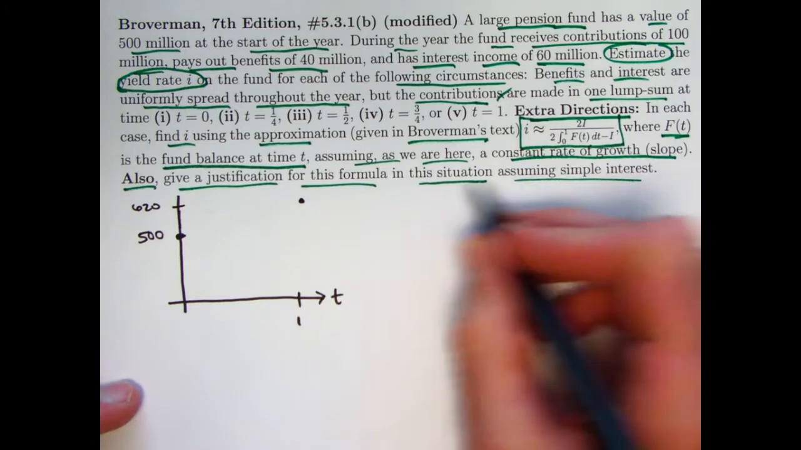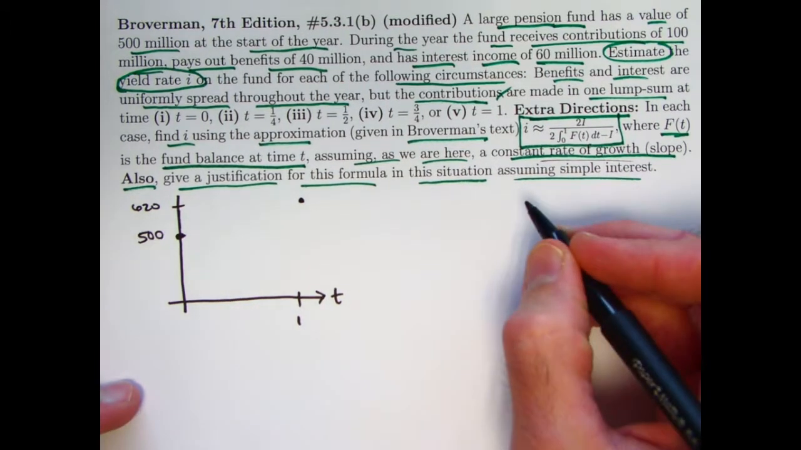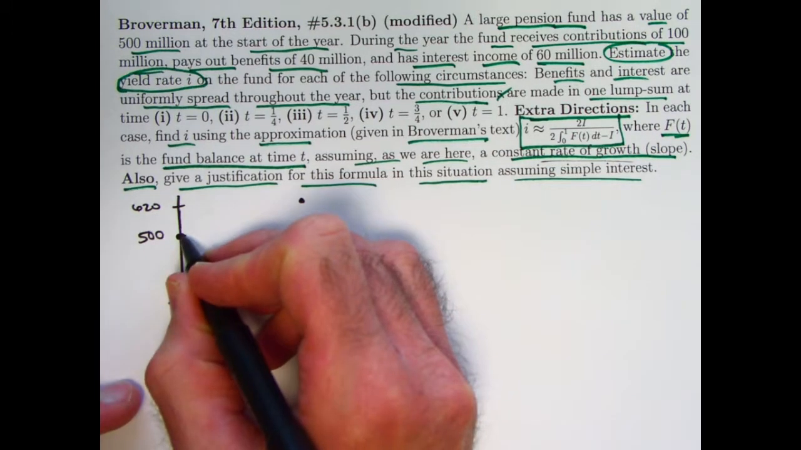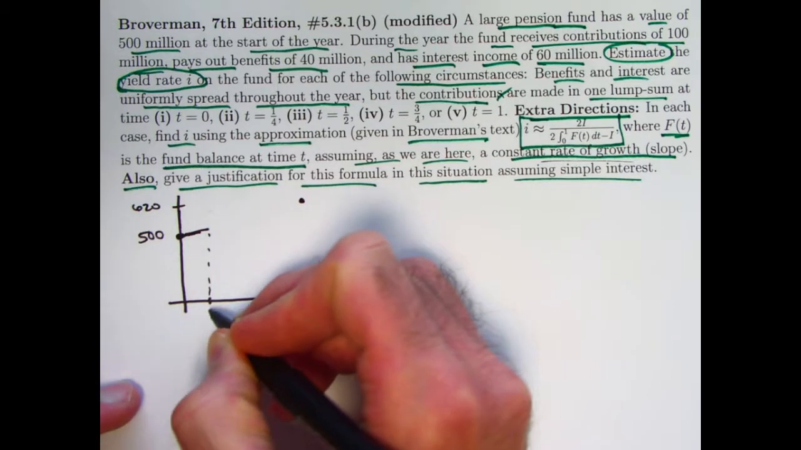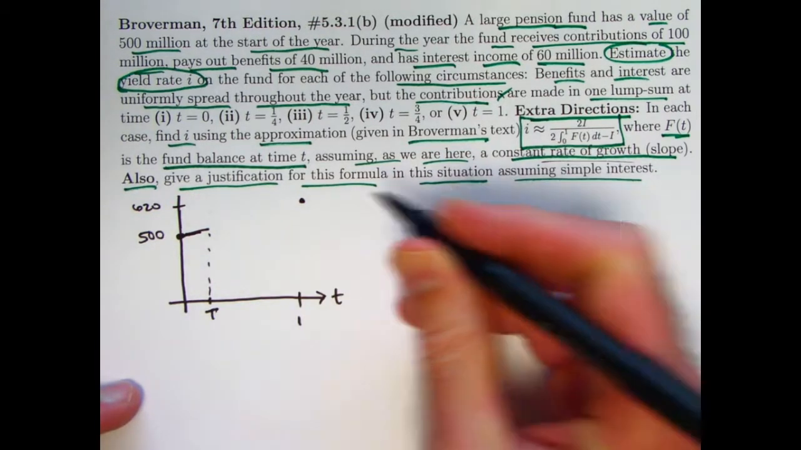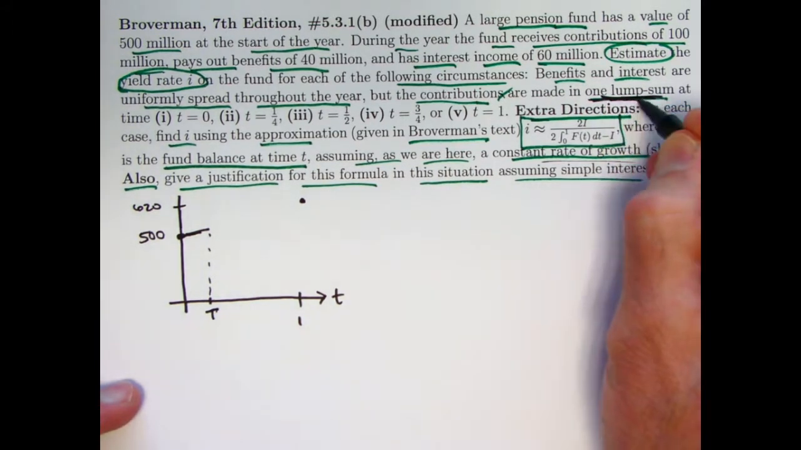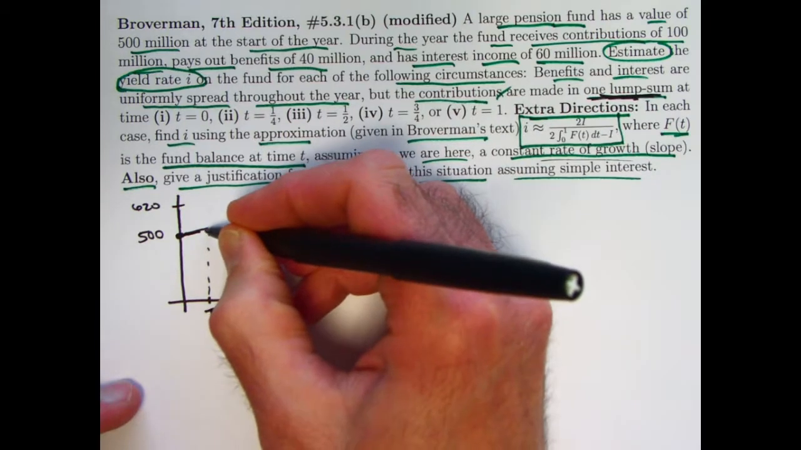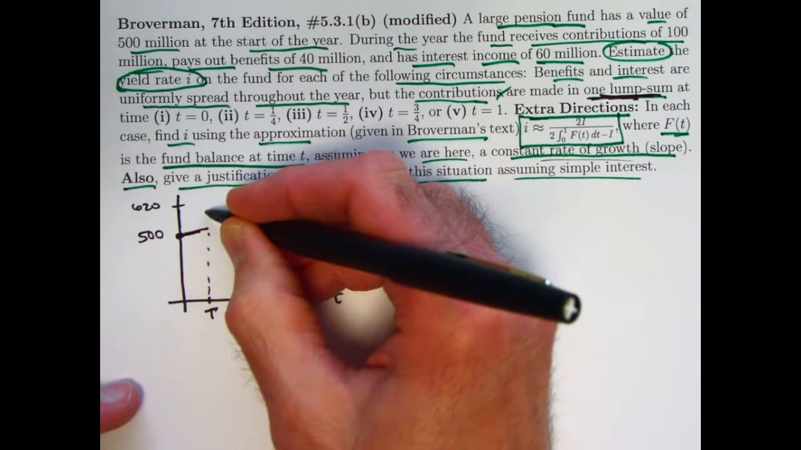And the graph, because of the assumption of constant rate of growth, is going to have a constant slope. However, there's going to be this jump discontinuity. There's going to be some moment in time, capital T, just pretend it's right here, for example, where you have a jump in the fund because of that one lump sum contribution of 100 million. So, if this were 510 million at this moment in time, you would jump up to 610 million up to here.